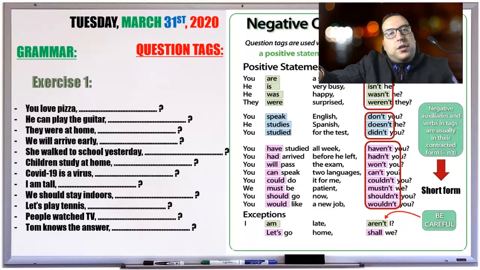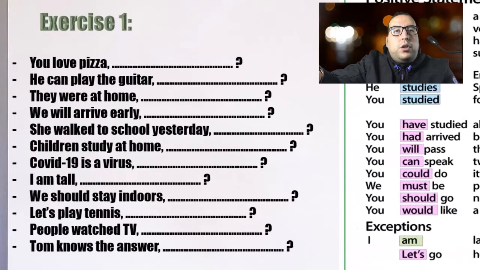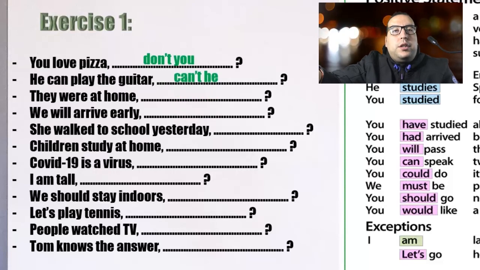And you should give in the question tag, when we have verbs like this, we don't give their opposites, but we give the opposite form of the verb to do, which is don't you. You love pizza, don't you? He can play the guitar. From the sentence, we have can and play, which means can is a modal. In this case, we give the opposite form, which is the negative form of the modal, and the person, he.